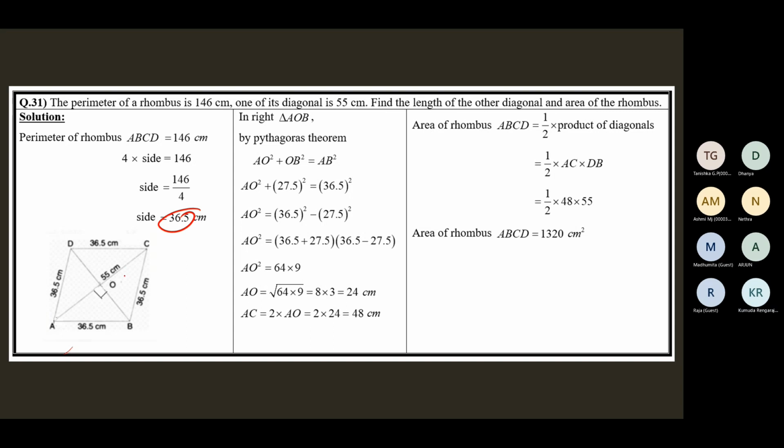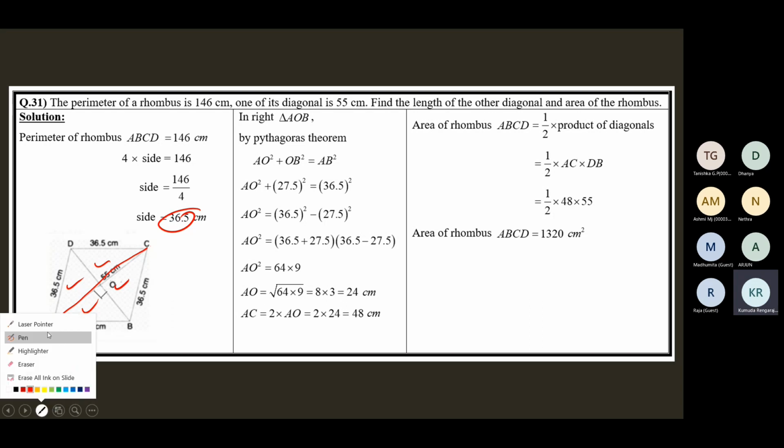Take up any one right triangle. All the four are right triangles. And it's also given that one of the diagonals is 55. So say this diagonal is 55, this one. Find the length of the other diagonal and the area of the rhombus. So take up one right triangle.